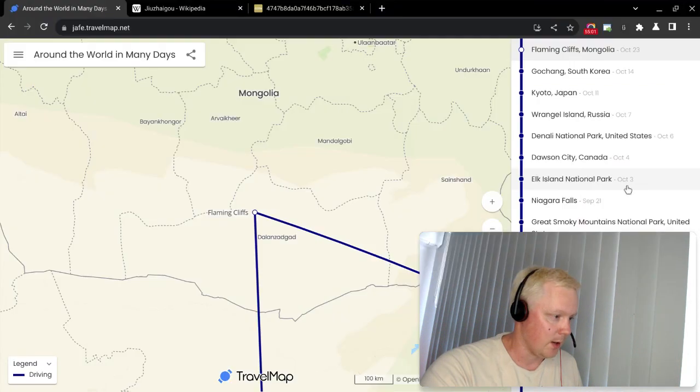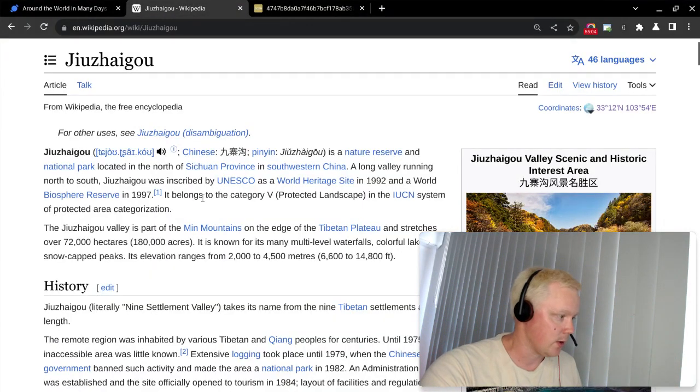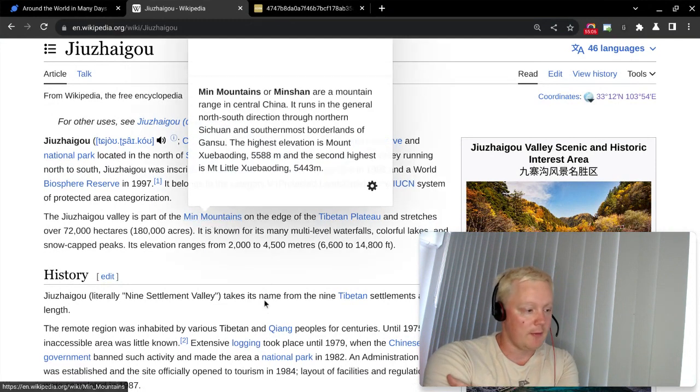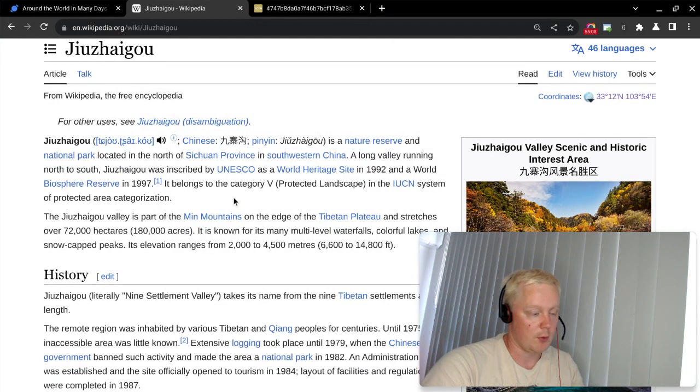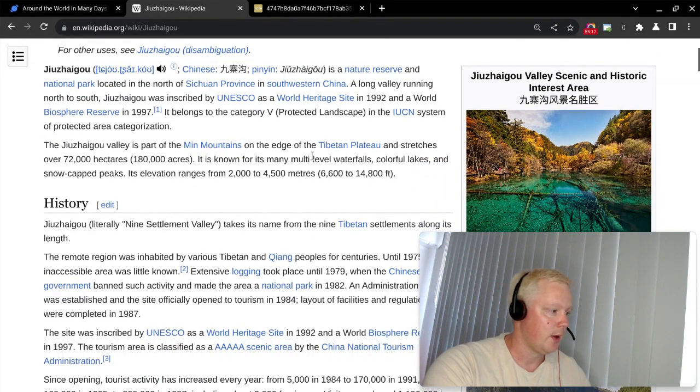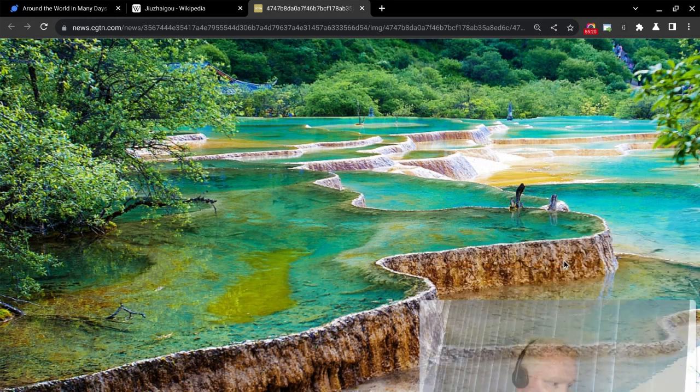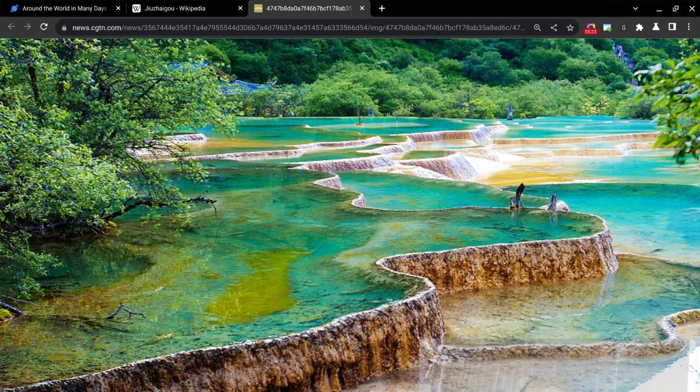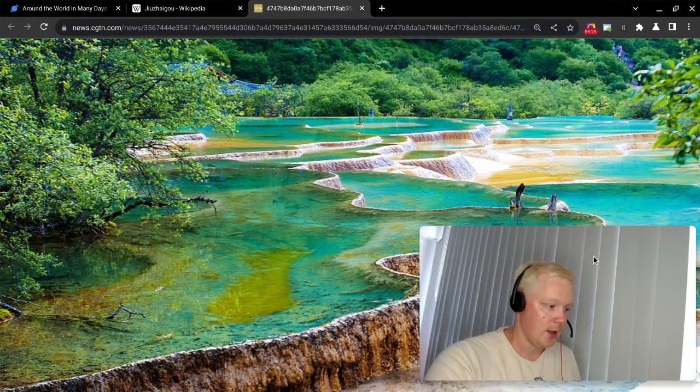So here's our map. Let's look at Jeojaigo first. So that's a nature reserve, and that's what we were looking for, a nature reserve with colorful lakes and rivers and so forth. So here we are. It's in Sichuan province in China, and we have a picture here. So that's where we are. Looks pretty nice. And indeed, Colourful Scenery was the name of the puzzle.